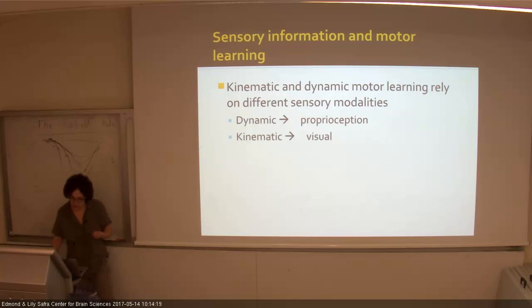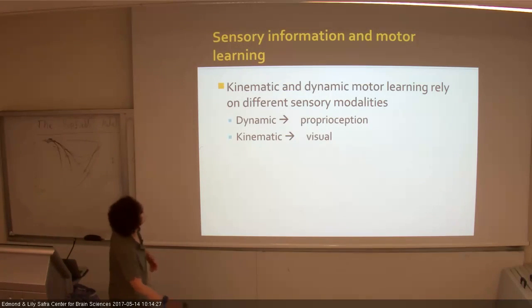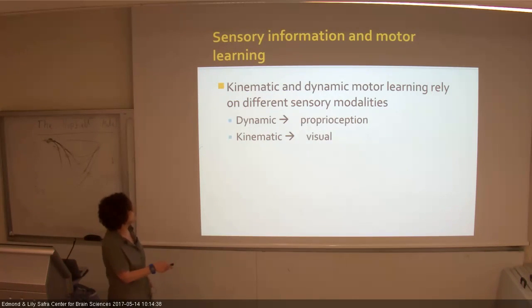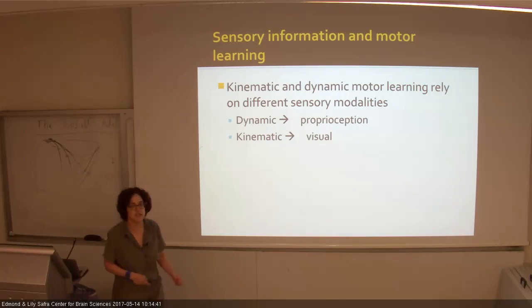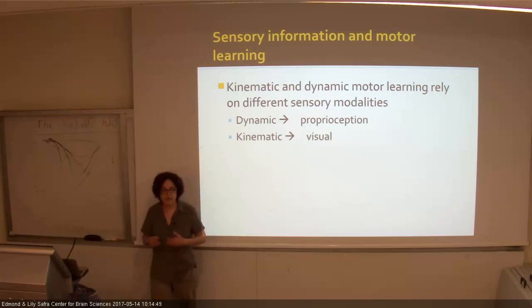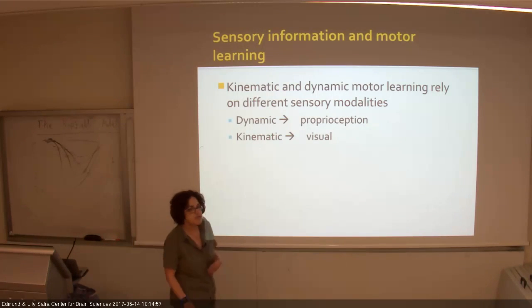Now, we think that these two transformations, the kinematic transformation and the dynamic transformation, actually rely on different sensory modalities. So the dynamic, the forces that we apply, we usually scale using proprioception. And the kinematic transformation requires vision. Because basically, if the mouse moves left or right, we need visual feedback to tell us that the coordinate frames we operate in are inverted. Okay?